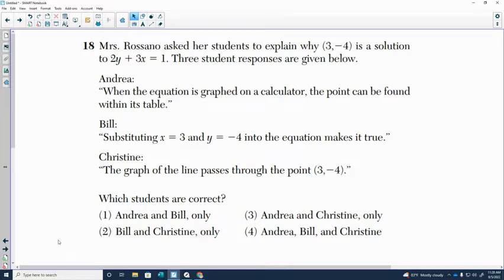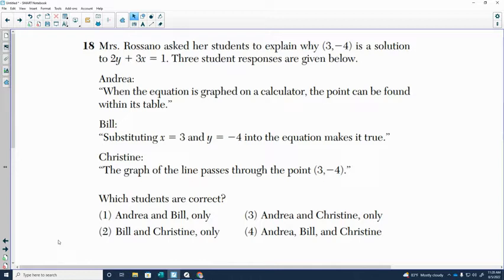Number 18, Mrs. Rosano asked her students to explain why (3, -4) is a solution to 2y + 3x = 1. Three student responses are given below. Andrea: when the equation is graphed on a calculator, the point can be found within its table. Bill: substituting x = 3 and y = -4 into the equation makes it true. Christine: the graph of the line passes through the point (3, -4).